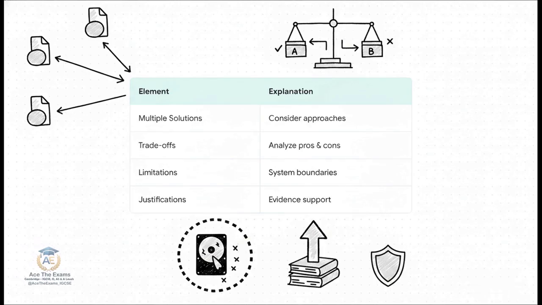When you're evaluating, you must consider multiple solutions. Ask yourself, could we use serial or sequential here? Then analyze the trade-offs. Sequential is easier to implement, but random gives much faster retrieval. You have to acknowledge the limitations. A random file might waste physical storage space due to the hashing algorithm generating empty blocks. And finally, justifications, supporting every single decision with solid evidence. This matrix right here is exactly how you prove absolute mastery over the subject.